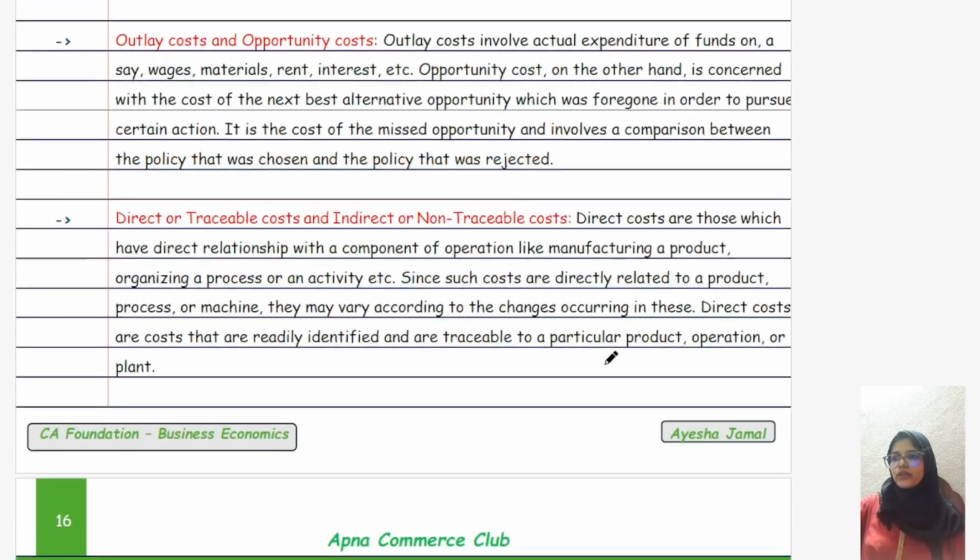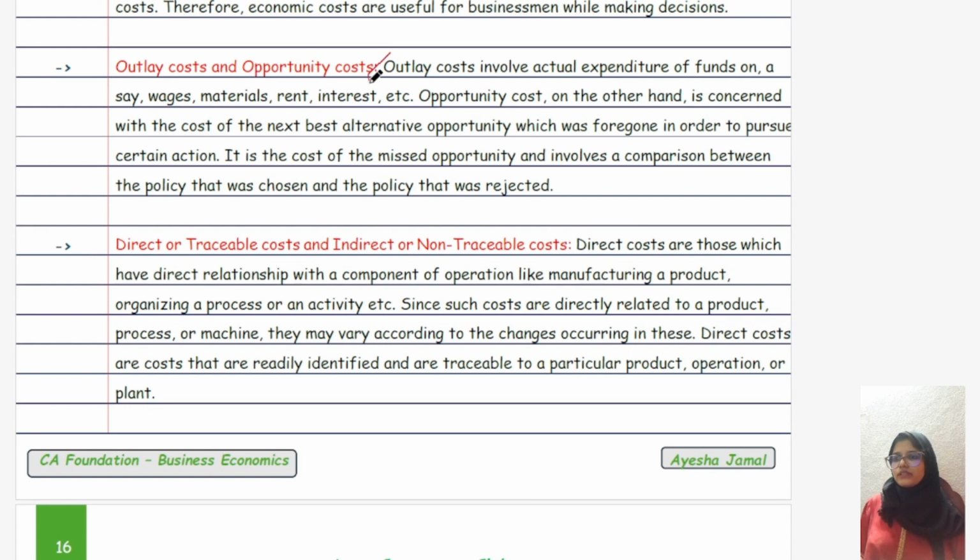And we have outlay cost and opportunity cost. Outlay cost involves actual expenditure of the firm, like wages, materials, rent, interest, everything. Opportunity cost is concerned with the cost of the next best alternative opportunity which was foregone in order to pursue a certain aspect.